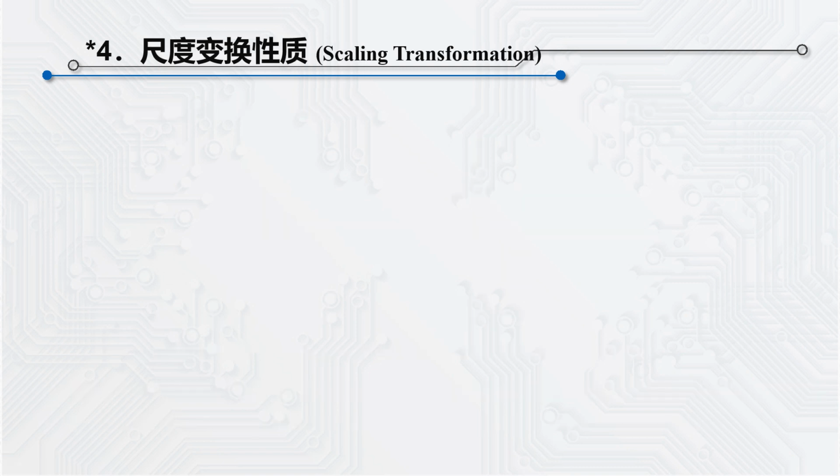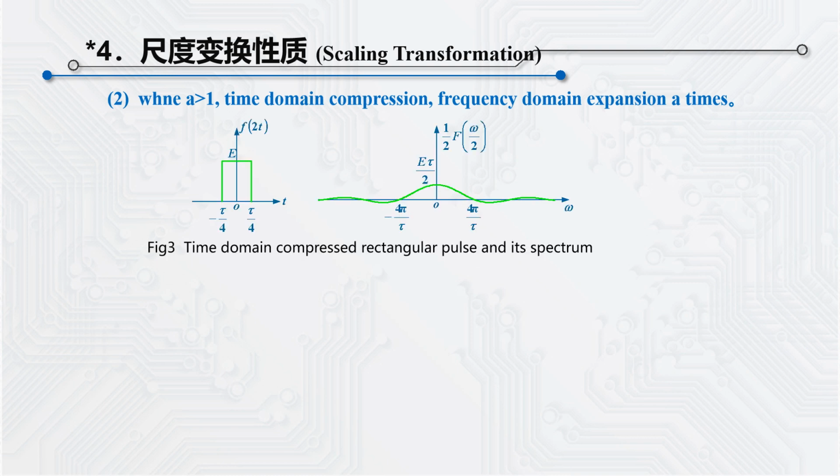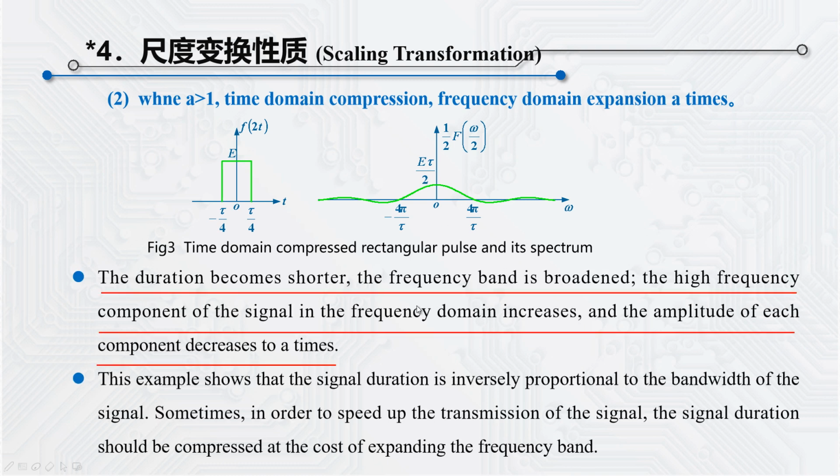Let's look at another case. When a is greater than 1, its time domain is compressed to 1/2 that of Figure 1, and its frequency band is obviously twice of Figure 1. That is to say, time domain duration becomes shorter and the frequency band is broadened. The high frequency component of the signal in the frequency domain increases. The amplitude of each component decreased to 8 times of the original.